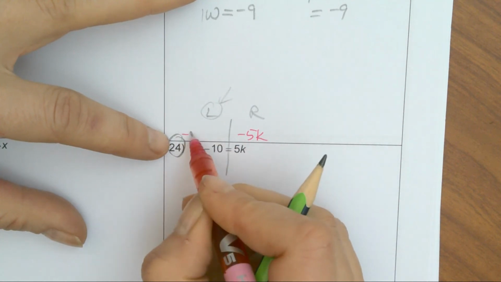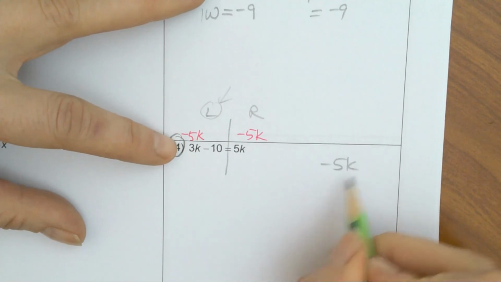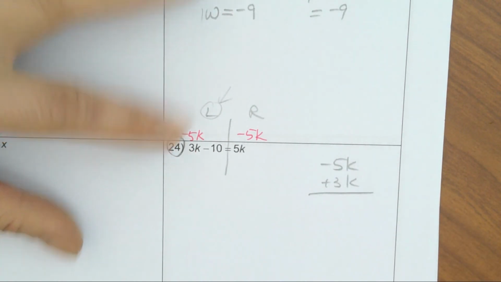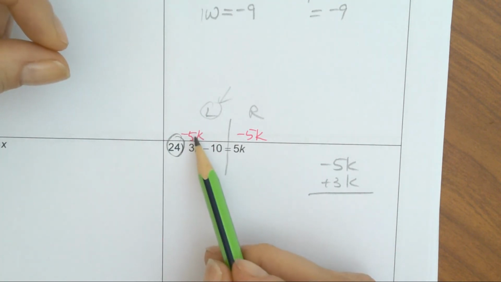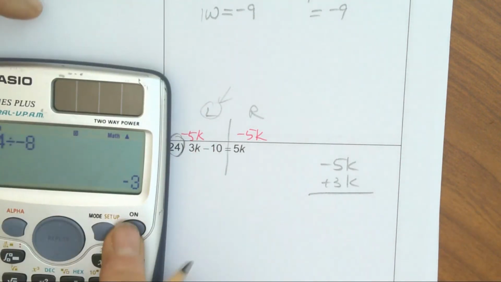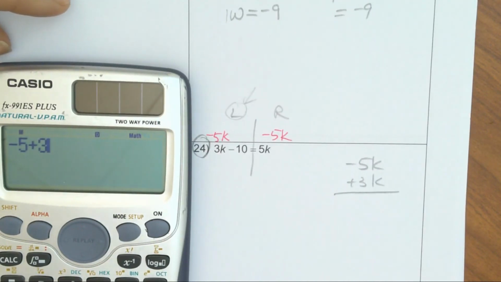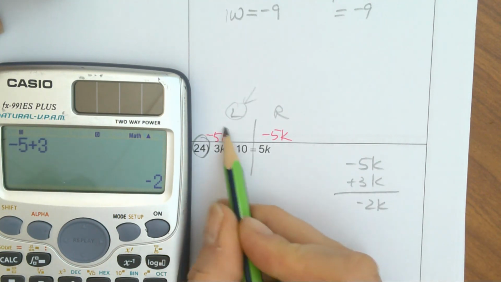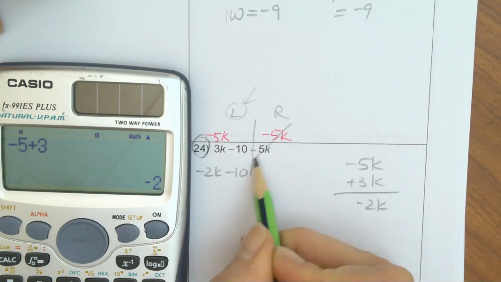So minus 5k. Okay, so this has minus 5k plus 3k. Because they both have k's, it means they're like terms and we can add and subtract them. I can't do the 5k with the 10 because the 10 does not have a k. So if I go minus 5 plus 3, you can't see it, it's minus 2k. So here this is minus 2k minus 10, and 5 minus 5 is 0, so that equals 0.